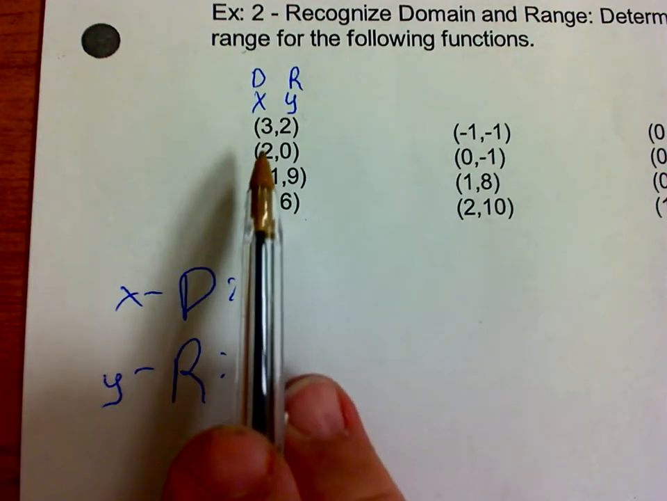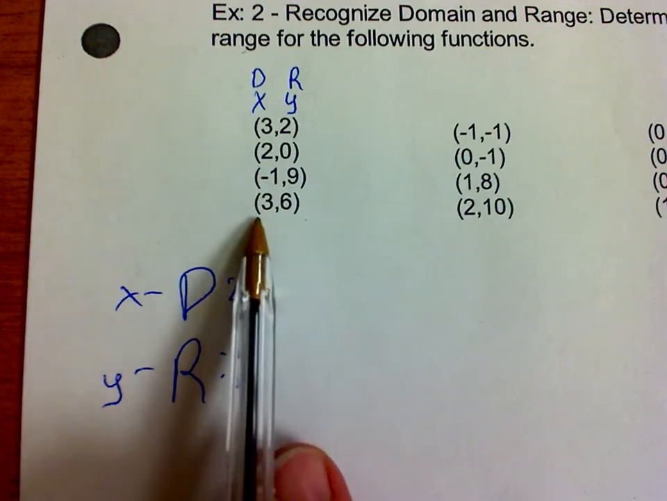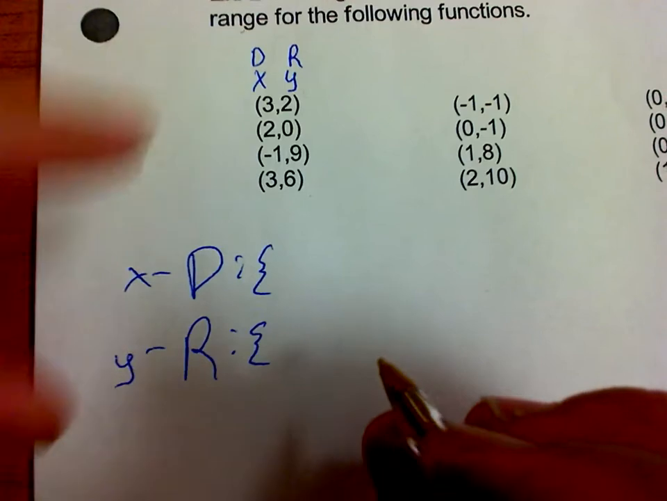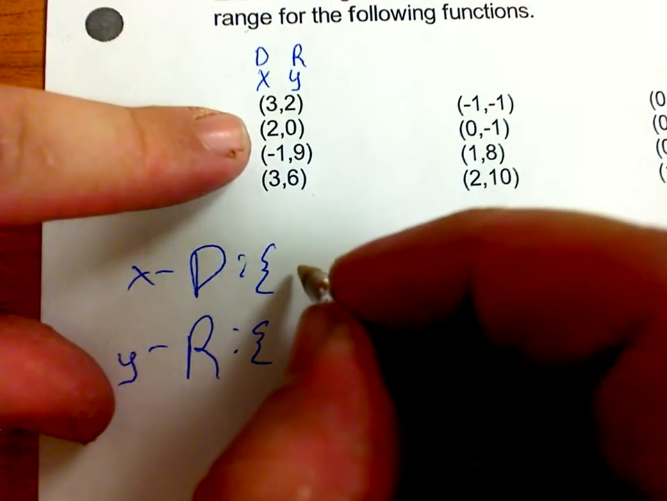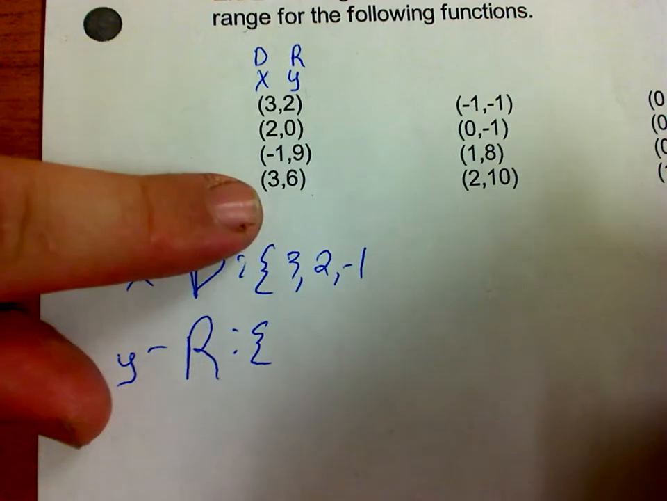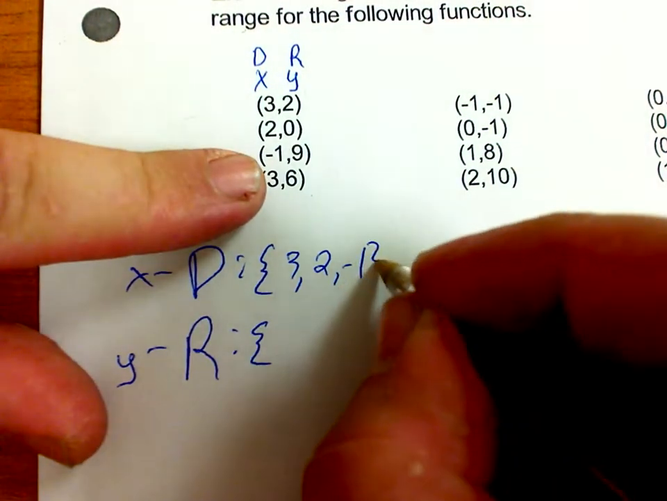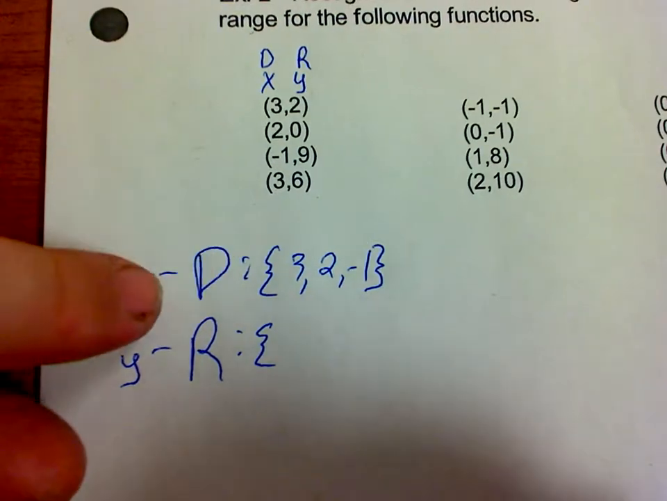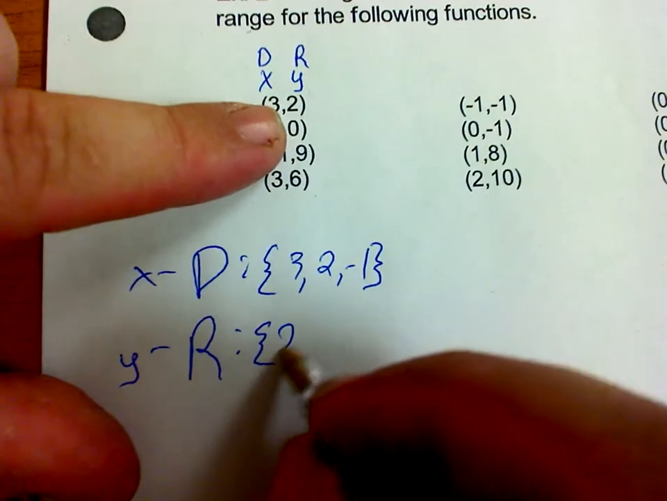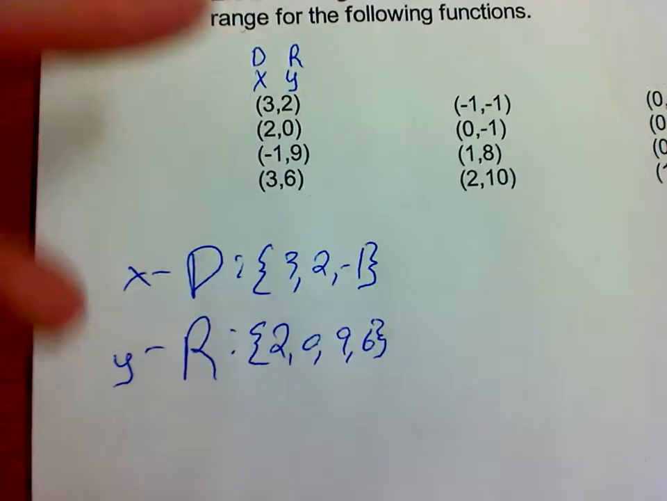So basically what we're saying here is the first number in each set of parentheses, the 3, the 2, the -1, the 3, those are our x's, those are going to be our domain numbers. So all we would have to do is write down all the x's for our domain. 3, 2, -1. Now we wouldn't write down that 3 because we already had a 3, so we're not going to write it down because that repeated. And that would be my domain numbers. My range numbers are just going to be the y's, the last number in each of these coordinates. 2, 0, 9, and 6. Okay?